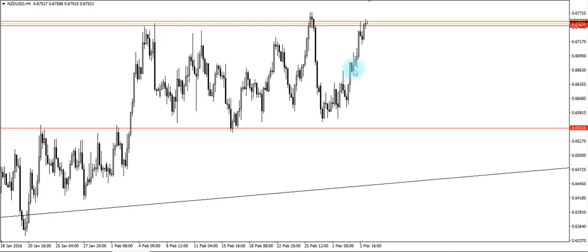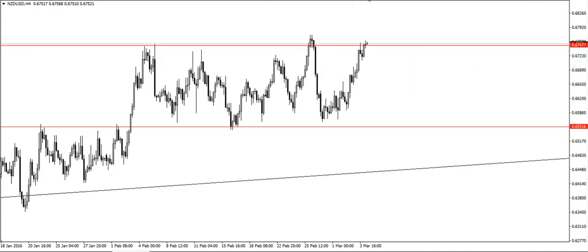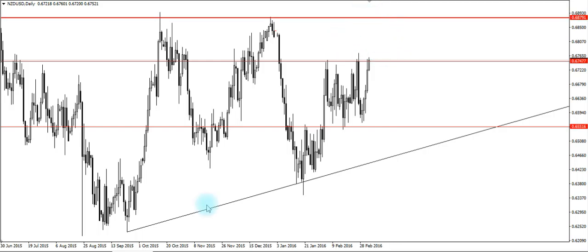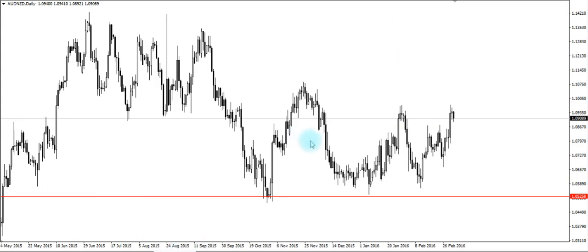So that's pretty much for the New Zealand dollar against US dollar. But if you ask me, I would probably just want to wait for the price to reach the top and go for the sell, while I actually look for other opportunities to trade in the other currency pairs.